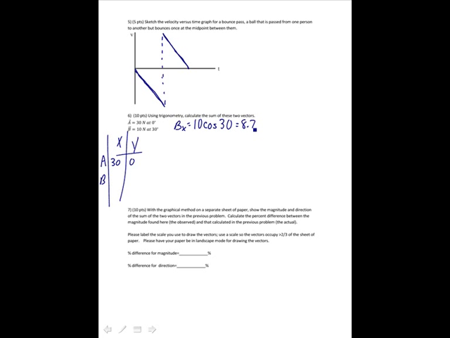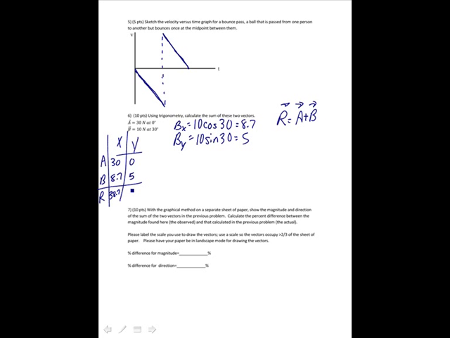And that's equal to 8.7. So this is 8.7. And then the y component of B is 10 sine of 30, which is equal to 5. Alright, so there's my x and y components. I want to know the sum. If we say that r is equal to a plus b, then to find the x and y components of r, I just add up the x and y components of a and b. So this is 38.7.